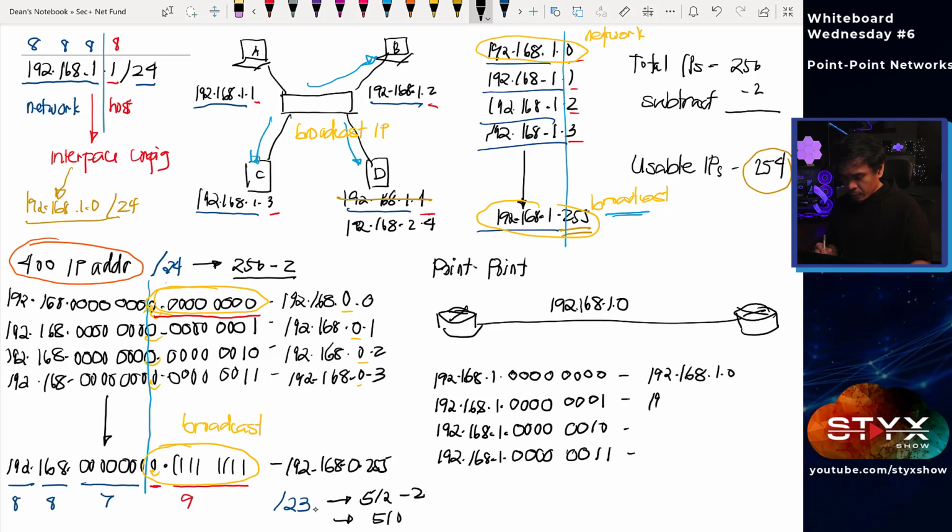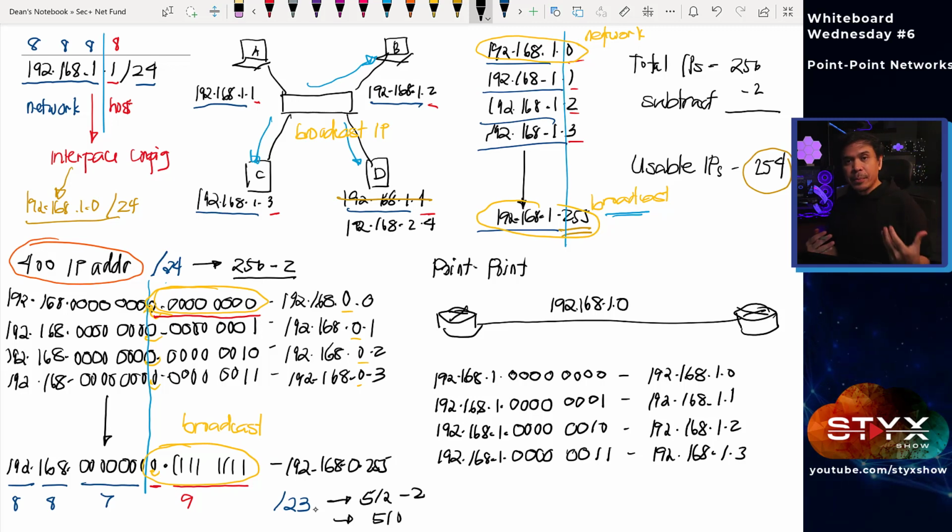Now, if I convert this to decimal, it would be 192.168.1.0, 192.168.1.1, and 192.168.1.2, and lastly 192.168.1.3. We have four IP addresses. And maybe you're thinking, I thought we only needed two IP addresses. Yes, four IP addresses, but only two usable.